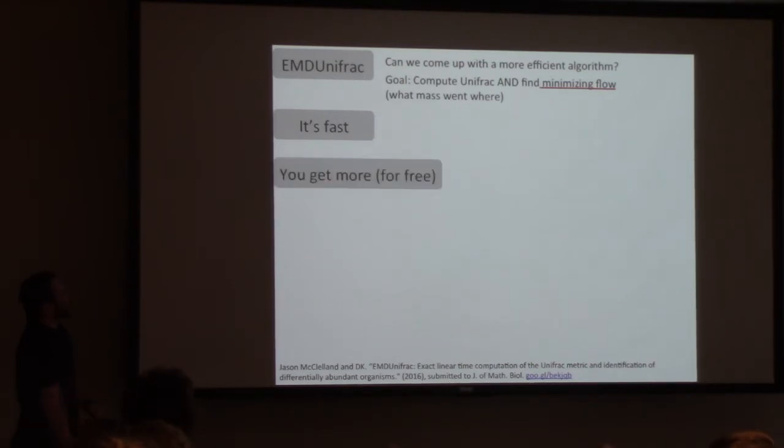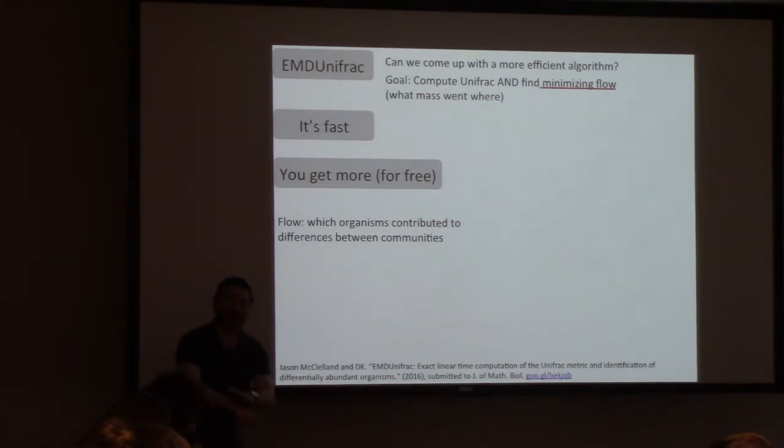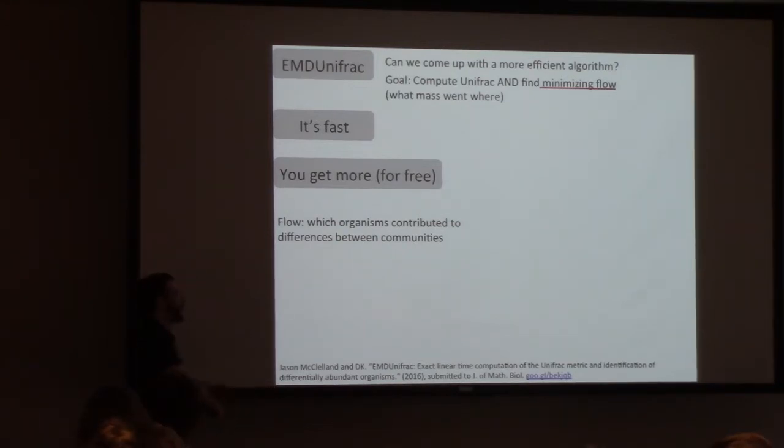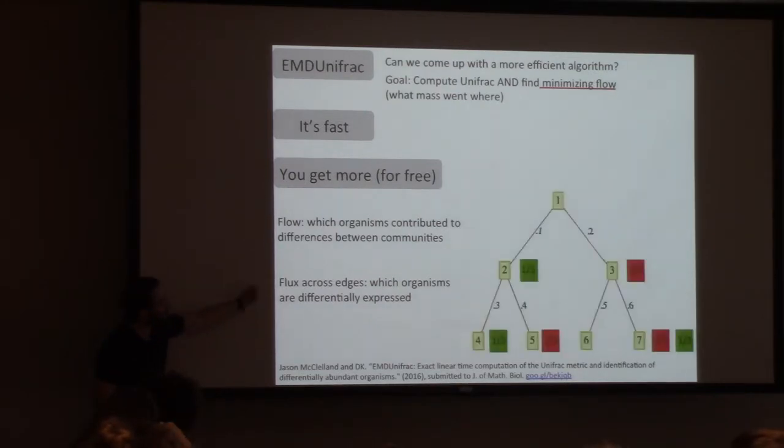What about this minimizing flow right here? Well, you get more for free. The flow tells you which organisms contributed to differences between your communities, how you had to transform one into the other one. But as I said previously, these are not unique. Well, it turns out that there is a quantity, flux across edges, which is unique no matter what your minimizing flow is. So we prove that this flux across edges is unique.